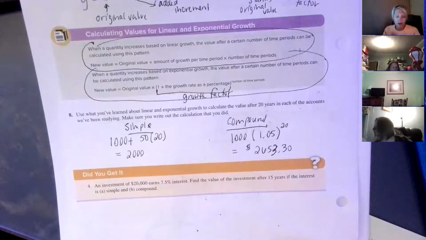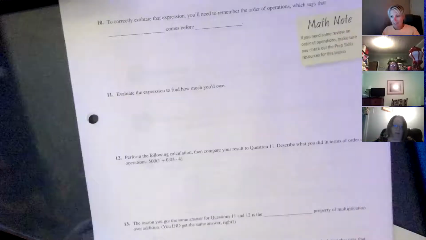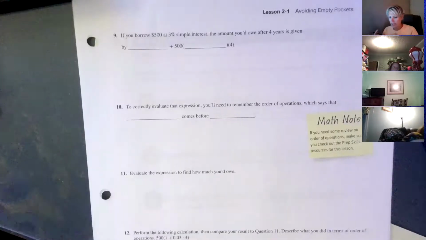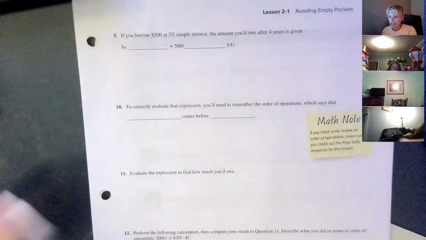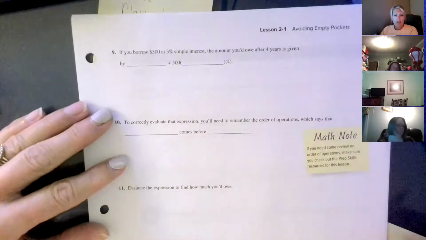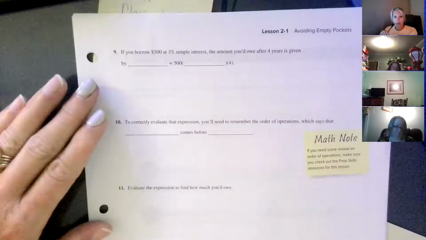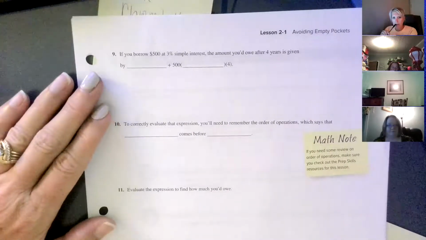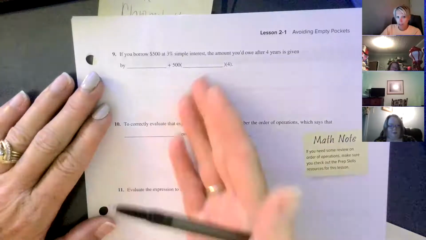Thumbs up, excellent. Okay, so we're on the downslide of things. The last four problems are a little bit tricky, but it's okay, they make us think. Not this page, the very last page we're gonna do. We're gonna do some extension problems here in a bit. So number 9 says, if you borrow $500 at 3% simple interest, the amount you owe after 4 years is given by, so basically just filling it in.